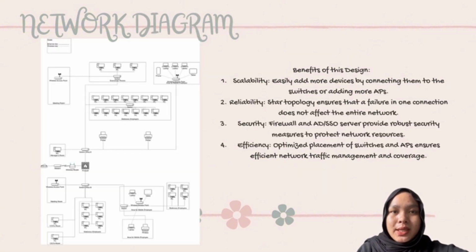For scalability, this design easily allows adding more devices by connecting them to the switch or adding more access points. For reliability, the star topology ensures that a failure in one connection does not affect the entire network. For security, the firewall and AD or SSO server provide robust security measures to protect network resources. And lastly, efficiency: optimized placement of switches and access points ensures efficient network traffic management and coverage. This network diagram ensures that Jargon's Neighborhood has a well-organized, secure, and efficient network infrastructure capable of supporting their business operations effectively.